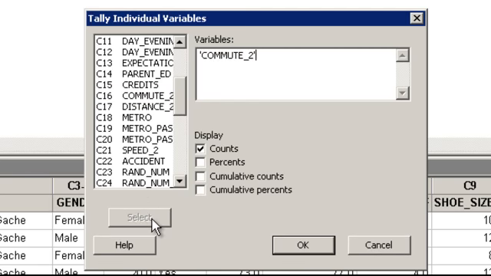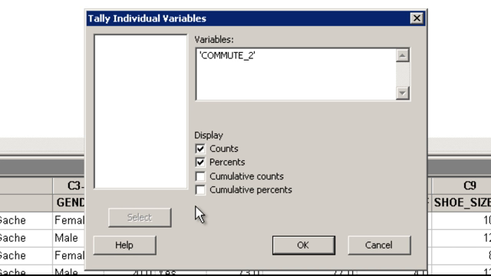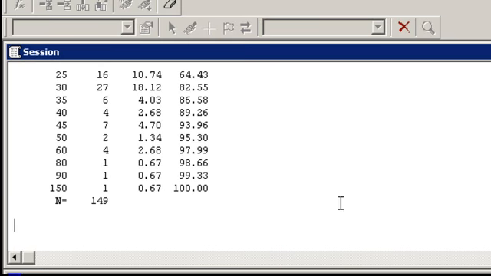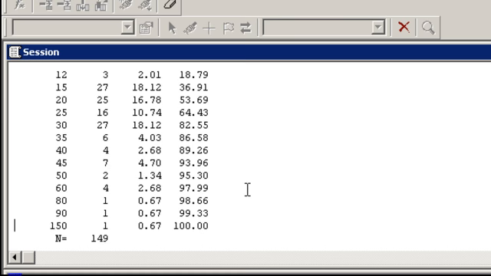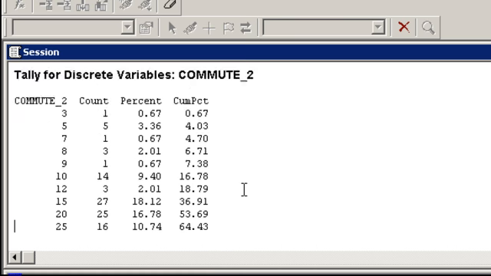We select it, and we'll look at the counts. We also would like to look at the percents, and then let's look at the cumulative percents. Okay, hit OK. And in the session window, we see that Minitab has computed a frequency table.